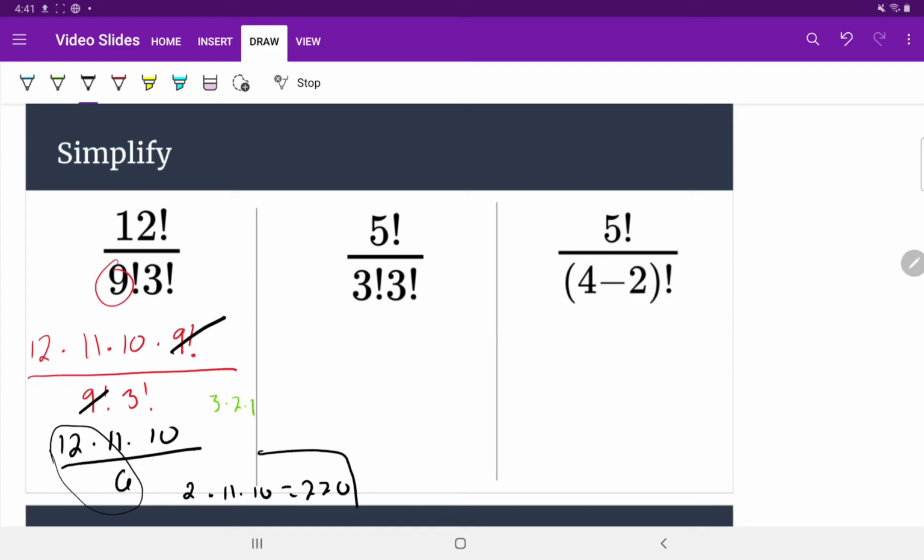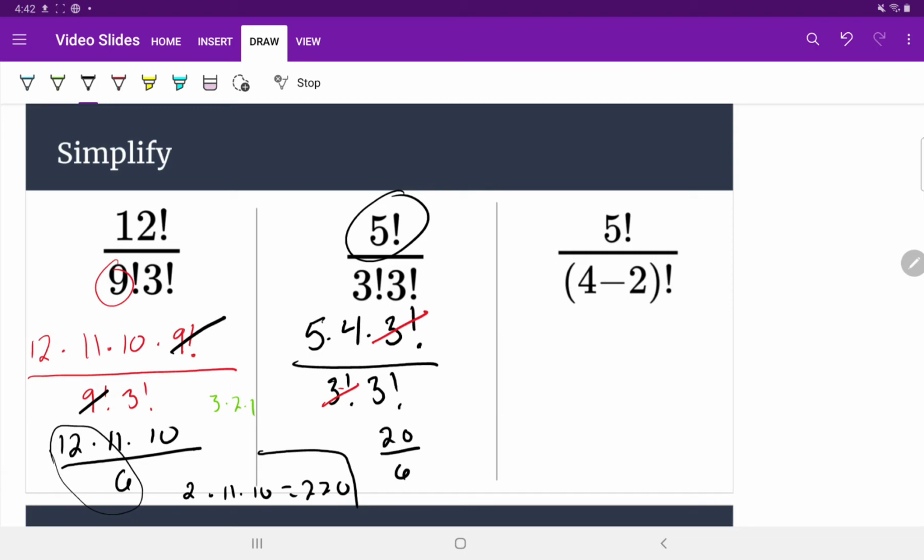Okay, same thing here. So clearly my 5 is the largest one, so I'm going to start expanding that. So 5 times 4 times 3, match that up. So I've got the 3 factorial all over, and then 3 factorial, 3 factorial. One of my 3 factorials cancels, and I'm going to be left with 20 over 6. And there's no common factors between 20 and 6, mainly because I know that, actually there is. I can cancel a 2. So I can divide, and I can get 10/3 as a final answer.